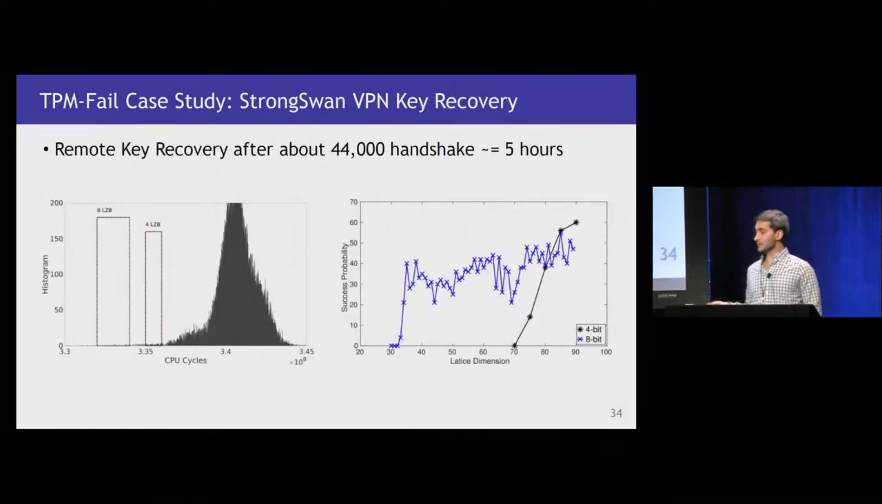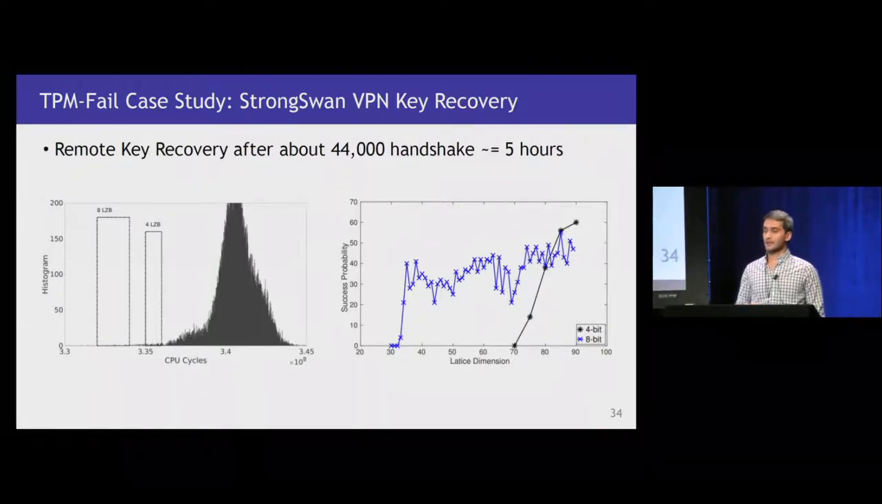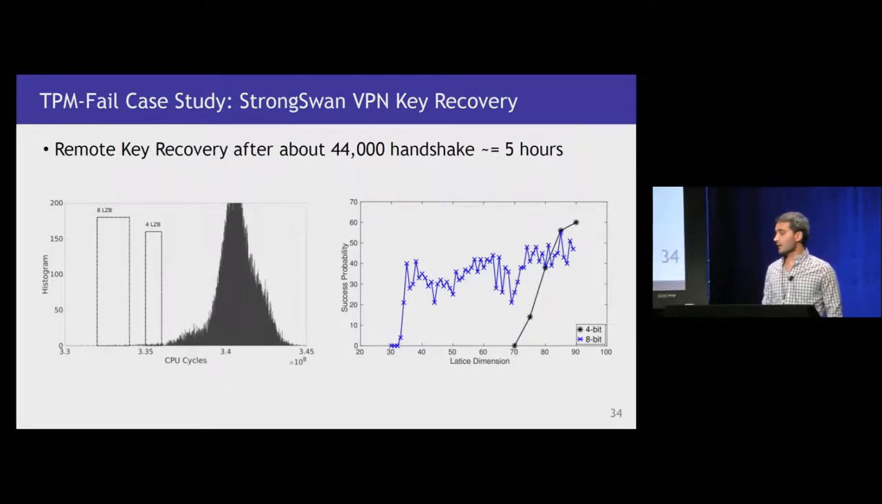So we did an analysis of this attack, and we actually managed to recover the private key from a server after like 44,000 handshakes. And it took us 5 hours to do a remote timing attack in this very practical scenario. And 5 hours for a remote attack on a TPM device is something that I would say is not good in 2020, really. So in this case, we could basically recover the key with a 60 to 70% success probability, for instance, with a lattice dimension of 90.